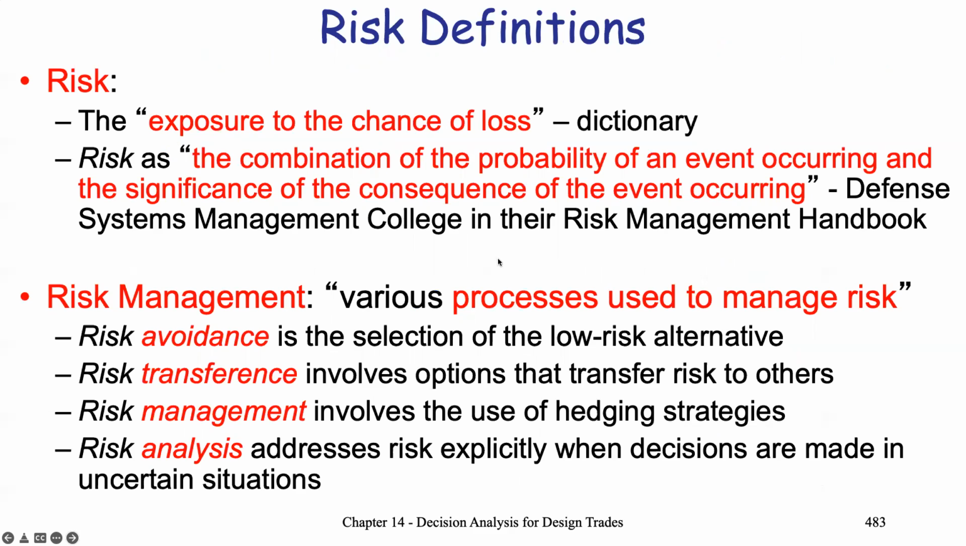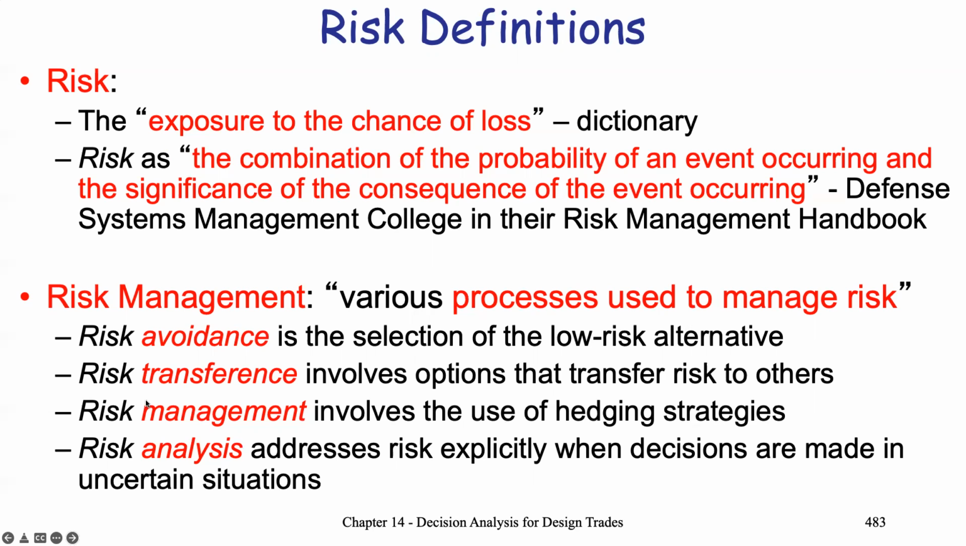Let's have some definitions. First of all, risk is the exposure to the chance of loss. That's a dictionary meaning. Risk can be thought of as a combination of the probability of an event occurring and the significance of the consequence of that event occurring. Risk management is the various processes used to manage risk.